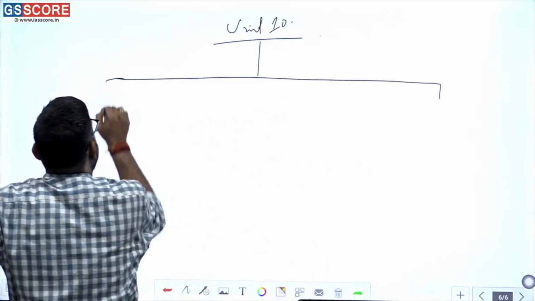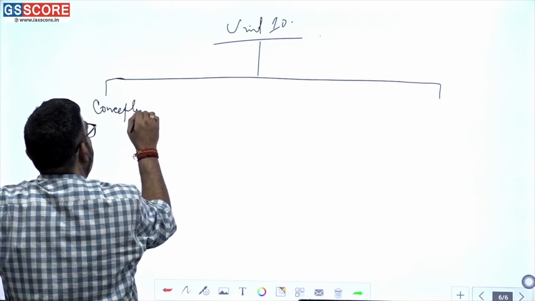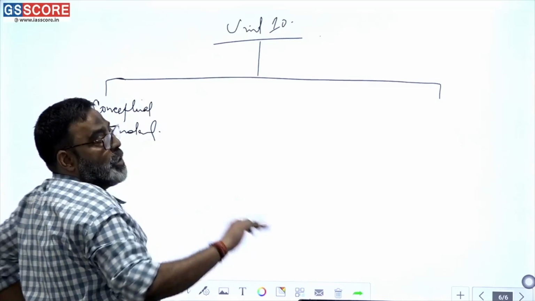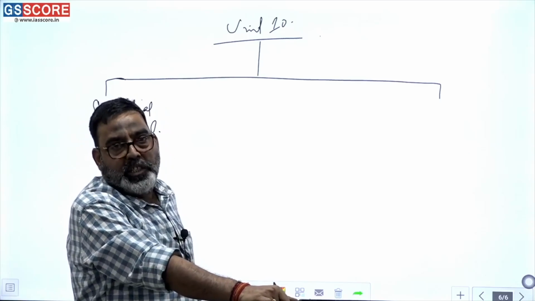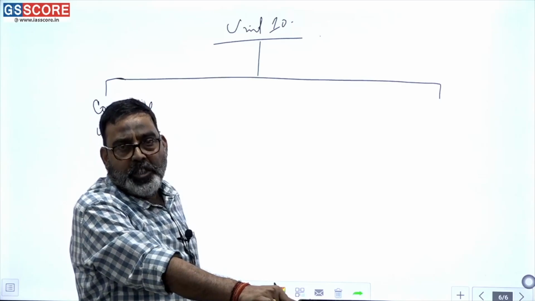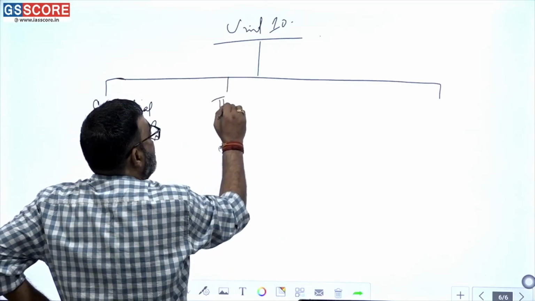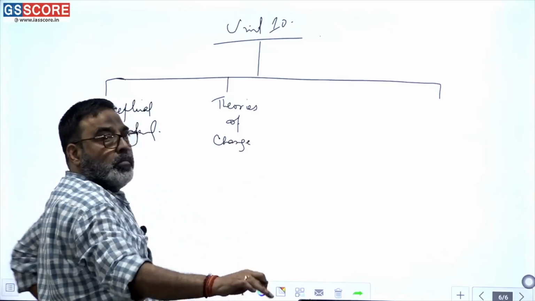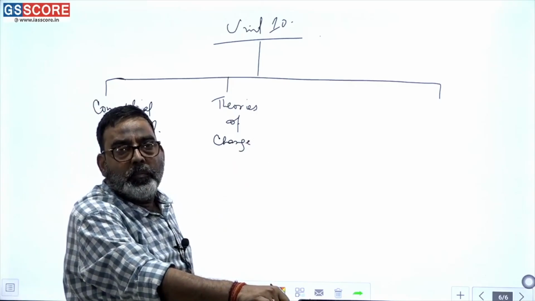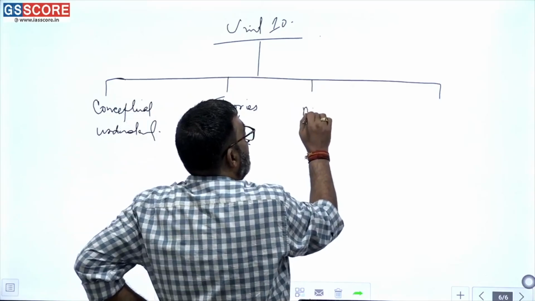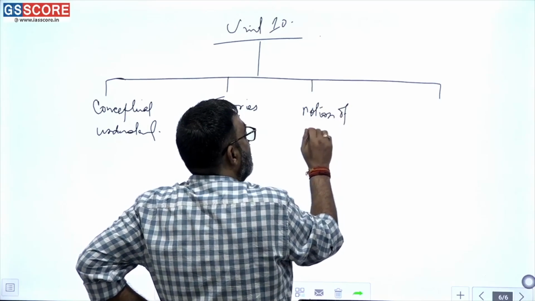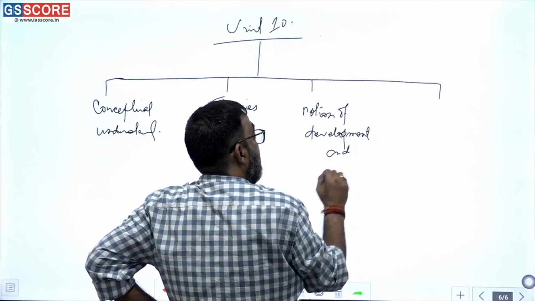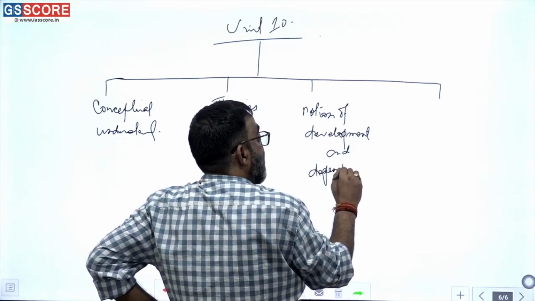Always first begin with conceptual understanding. It means what is social change? What is cultural change? How will we be looking at socio-cultural change? Once you have looked at it, then look at theories of change. All right? And then we talk about the notion of development and dependence.